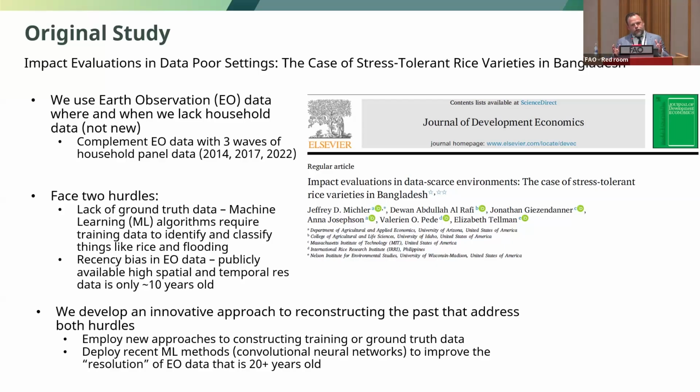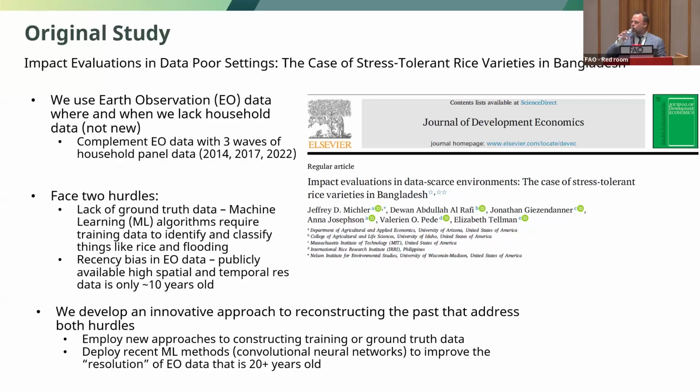Even using EO data to try and get at this where we lack household data, we run into several problems. One is we lacked ground truth data. No one was going out and collecting data on the plot locations, things like that. Additionally, there's this recency bias in EO data. Sentinel, yes, it's been up there for 10 years, but sub-1 varieties have been around for 16 years. So we can't use Sentinel to go back and look at what the ground looked like pre-2010.